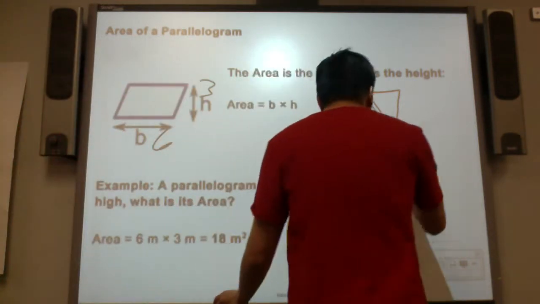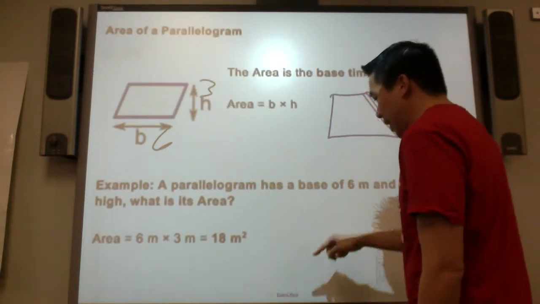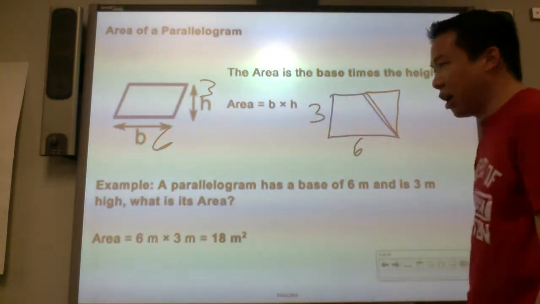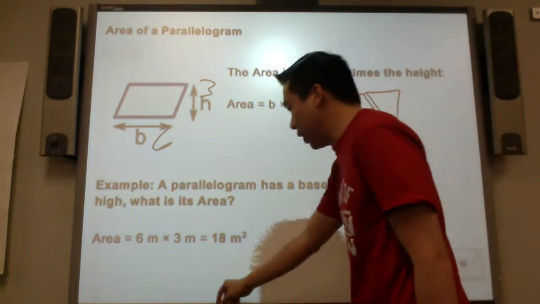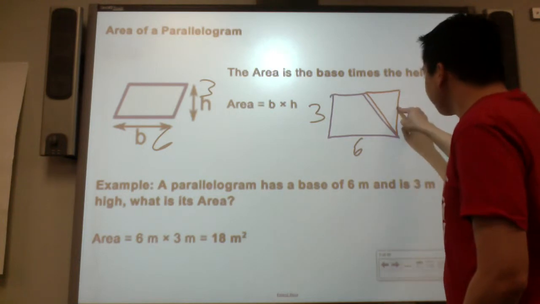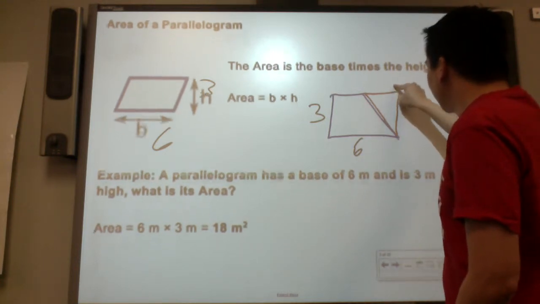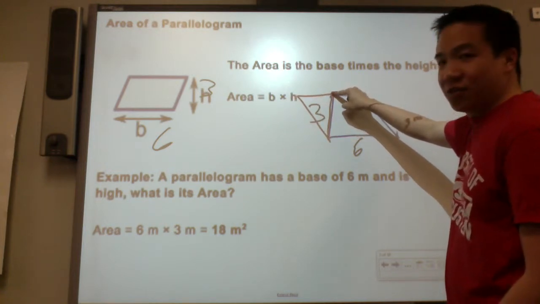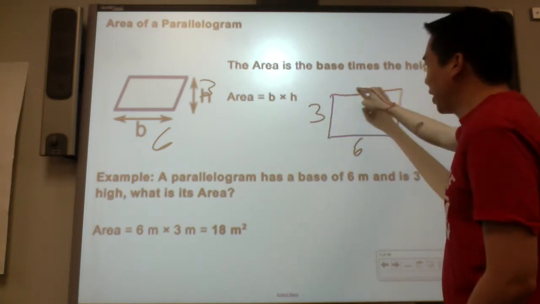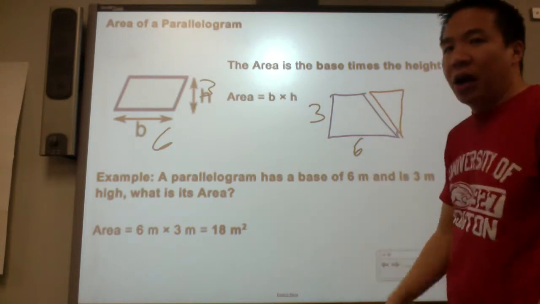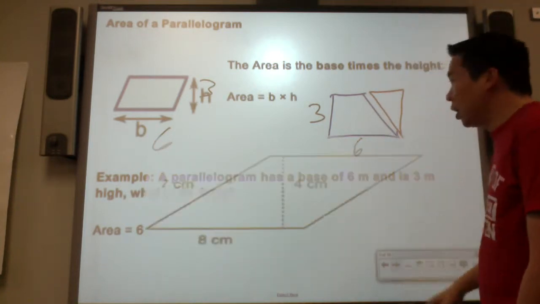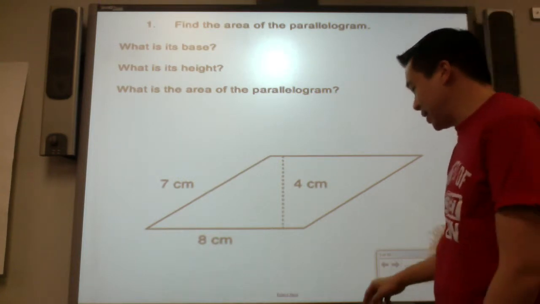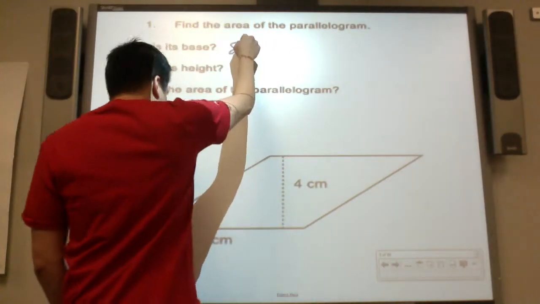So here's the rectangle. It has a base of 6 and a height of 3, so it's also 18 square meters. So we take this, and you move it over, the base and height. It's the same. A parallelogram and a rectangle take up the same area. So let's look at our example. Find the area of the parallelogram. What is the base? The base is 8 centimeters.